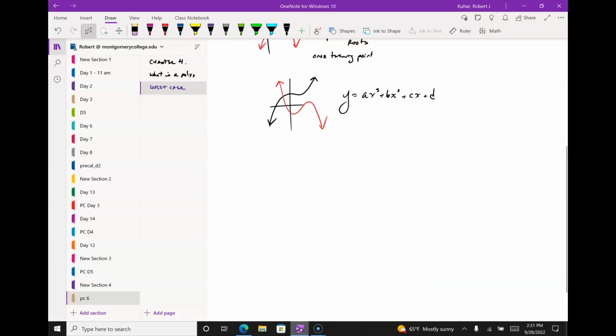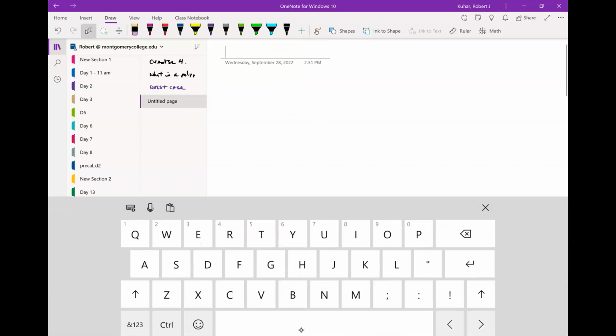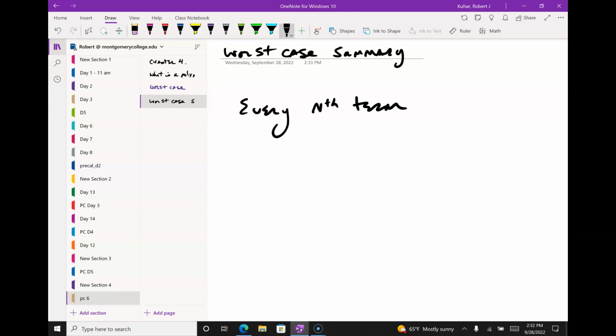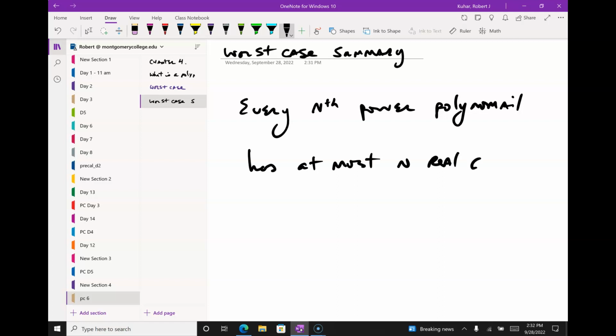So I think we can do the quick summary here for worst case. Worst case summary. Every nth power polynomial has at most n roots. I'll say real roots because that's all we care about. And has n minus 1 turns.